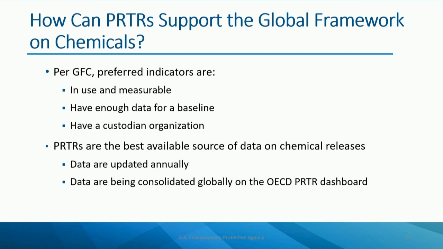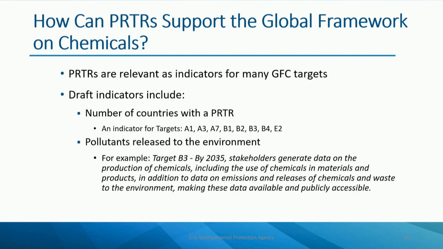So to build on the conversation had this morning, how can PRTR support the global framework on chemicals? Per the global framework, we understand that preferred indicators are already in use and are measurable, have enough data for a baseline, and have a custodian organization. PRTRs certainly seem like the best available source of data on chemical releases currently available as they're updated annually, and the data are already being consolidated internationally on the OECD PRTR dashboard, as well as other data consolidation resources. Next slide.